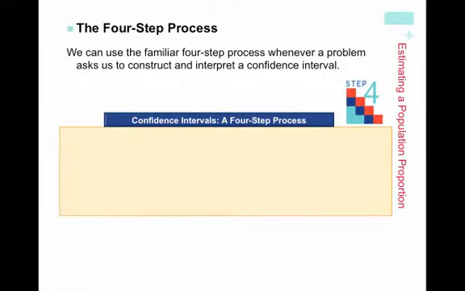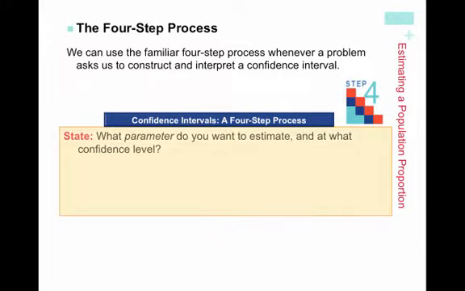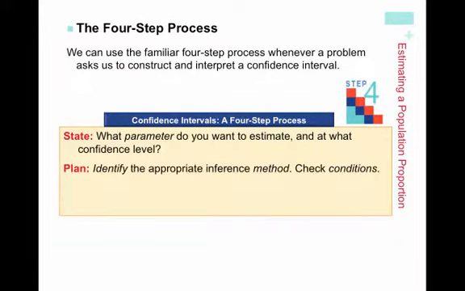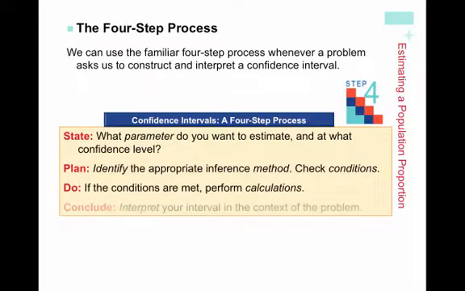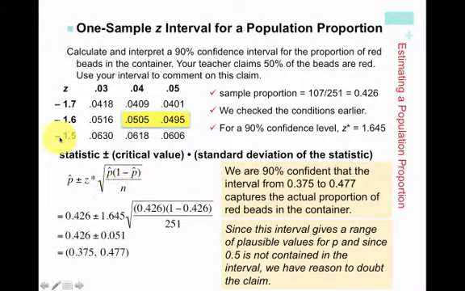So making our confidence interval, we can relate this to the 4-step process. Step 1, state what parameter do we want to estimate and what confidence level. So I want the proportion at a 90% confidence level, for instance. Plan, identify an appropriate inference method. We're going to check the conditions. That is, we're going to check the normal condition. We're going to check the 10% condition. If those conditions are met, we're going to perform the calculations. And then we conclude, we interpret our interval in the context of the problem. And that's what we ended with right here.